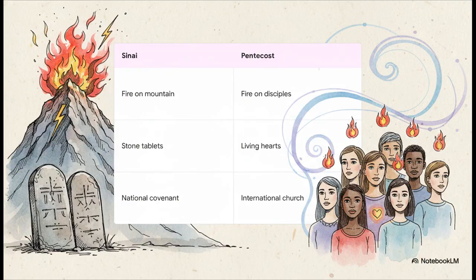Okay, so 50 days after the Passover, Moses gets the law up on Mount Sinai, an event that was literally marked by fire on the mountain. And the law was written on stone tablets, an external set of rules for the nation. Now look at the parallel. 50 days after the resurrection, at Pentecost, the Holy Spirit comes down with tongues of fire on the disciples. The law is now written not on stone, but on living human hearts, launching not just a nation, but an international church. That shift from external to internal, it's everything.